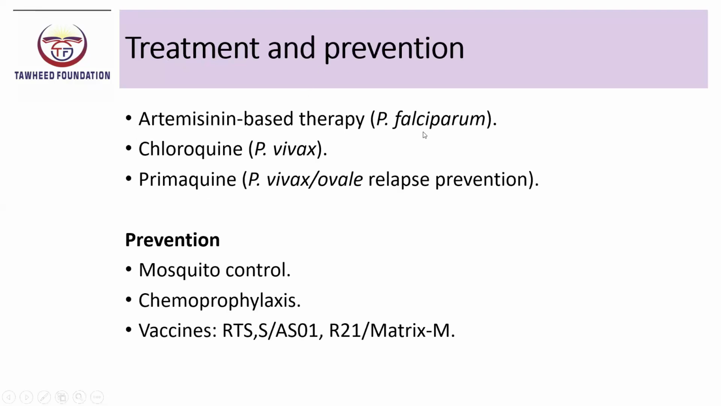Treatment and prevention. So, laboratory diagnosis, treatment and prevention. Treatment includes artemisinin-based therapy for Plasmodium falciparum, chloroquine for Plasmodium vivax, primaquine for Plasmodium vivax or ovale relapse prevention. Prevention: you can take mosquito control, chemoprophylaxis, vaccines, RTS,S, R21, Mosquirix.